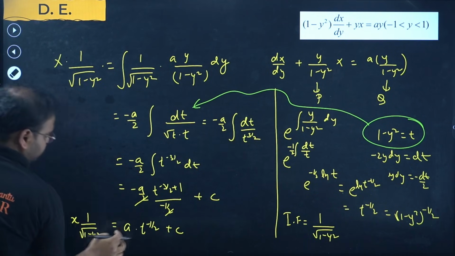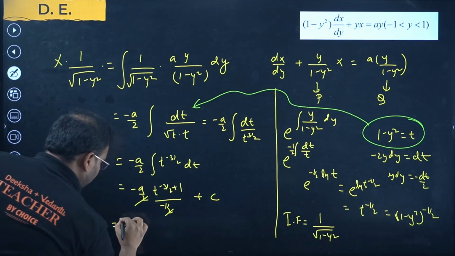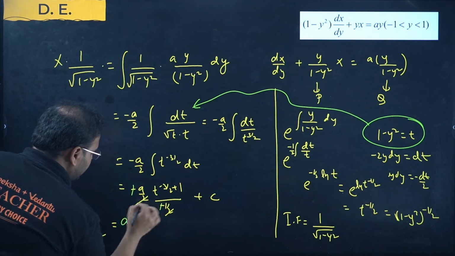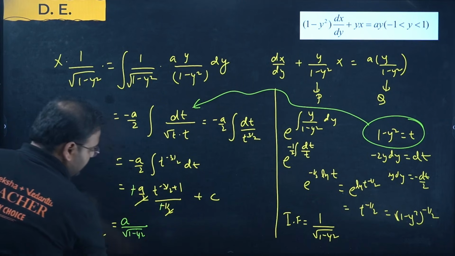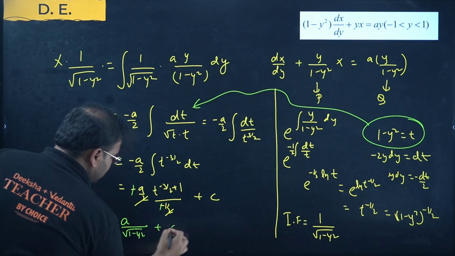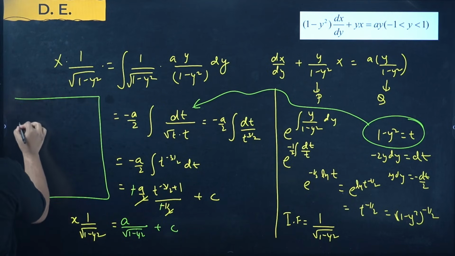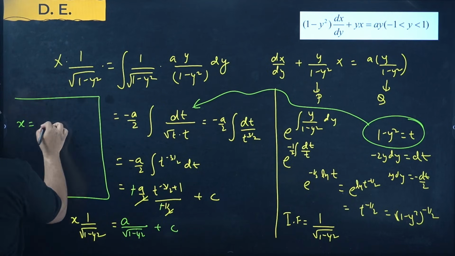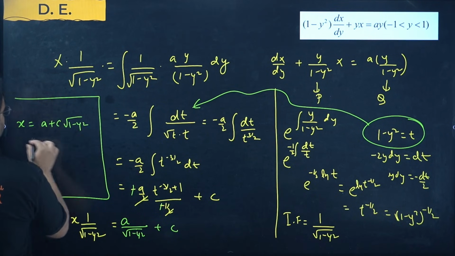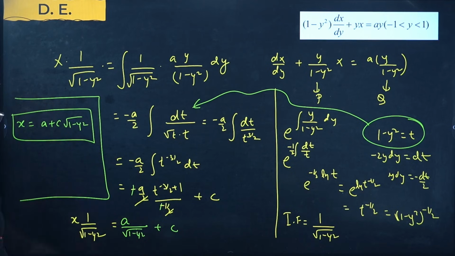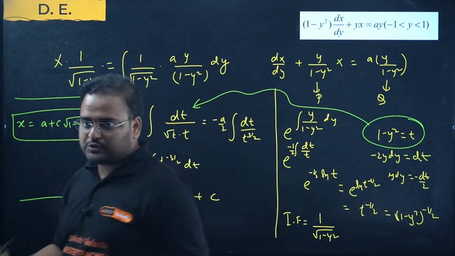I can erase and write. You'll have the result in this way. Please check the last step. You'll have a positive, of course, minus minus also cancels, right? So a positive upon root of 1 minus y square plus c. If you multiply on this side, you'll have the final result like this: x equals a plus c times root 1 minus y square. Because if you cross multiply, you'll get this and this cancelled. You'll have c times of 1 minus y square as the answer. Have a look. A good question.